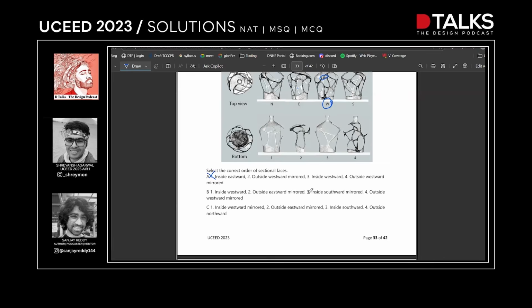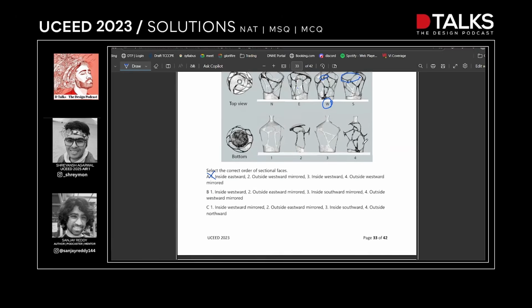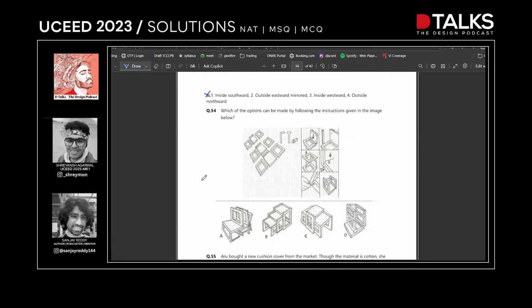Third one is different, so we're going to check the third one. If you see, the third one is over here on the inside of south, but it is flipped. It is mirrored, right? Yeah, so it's correct. It's going to be inside southward mirrored. That's only in option B. So the answer is B.